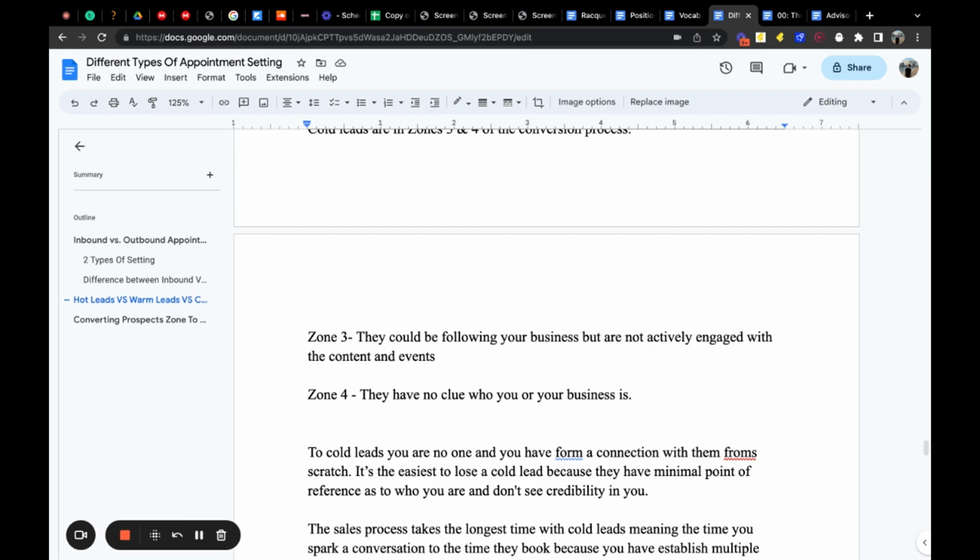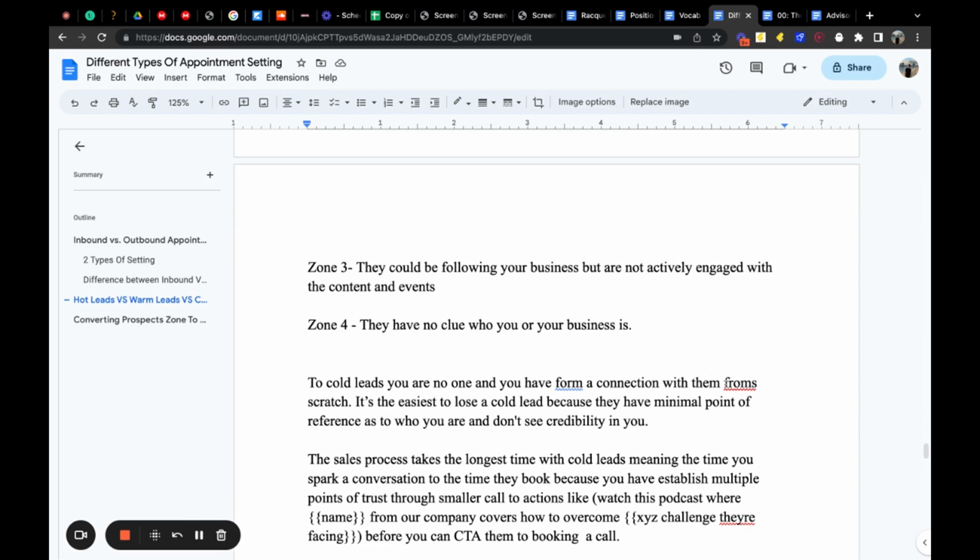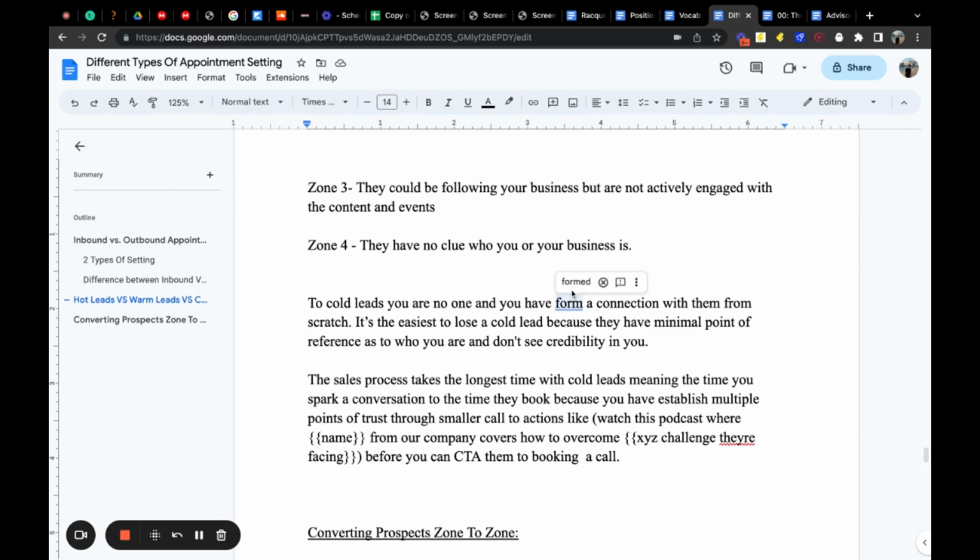Zone 4, they have no clue who you are or who your business is. So they have absolutely no idea about you. You actually have to build a lot of trust with them and rapport to build up their idea of you and the fact that you can actually help them. To cold leads, you are no one and you have to form a connection with them from scratch.